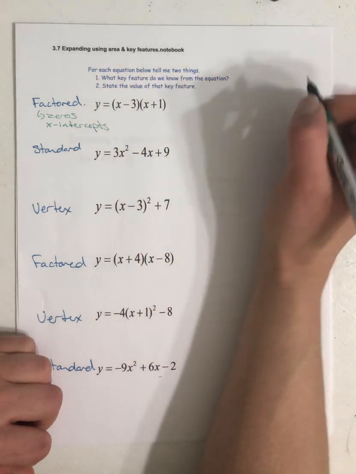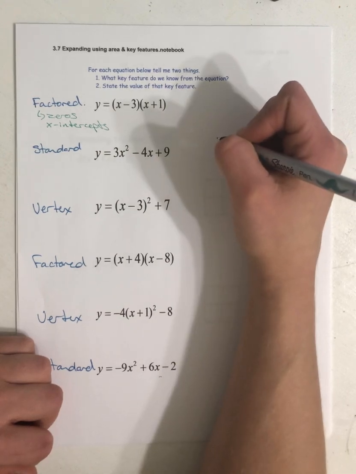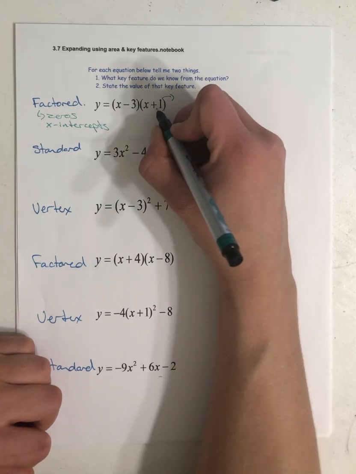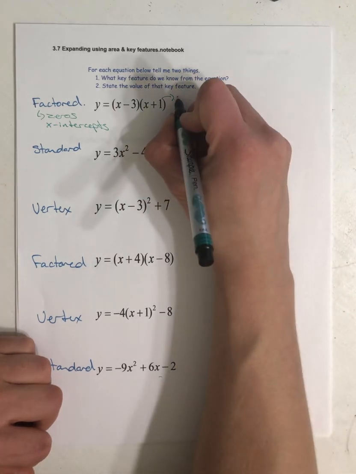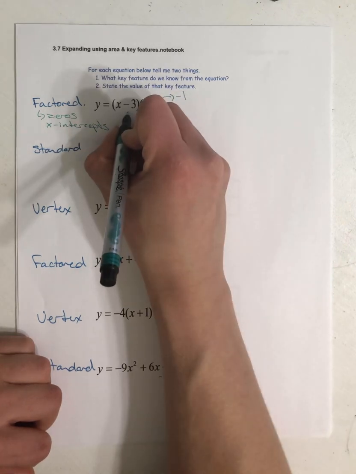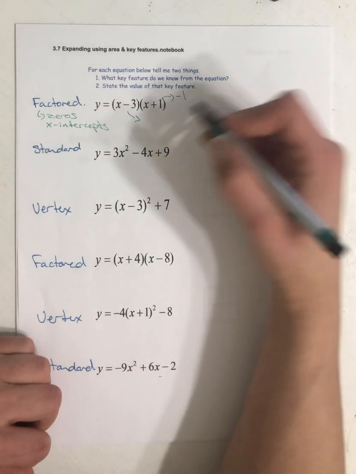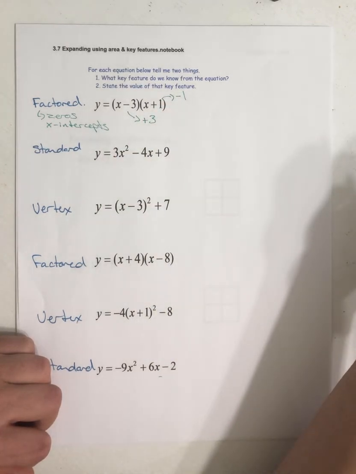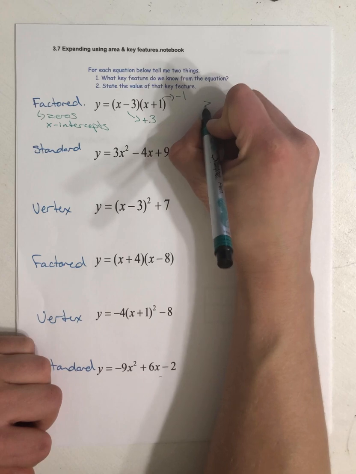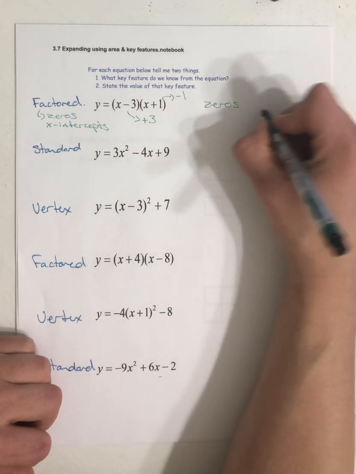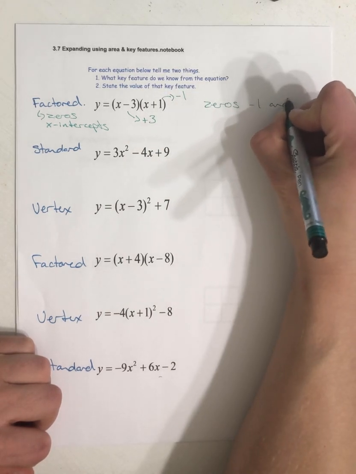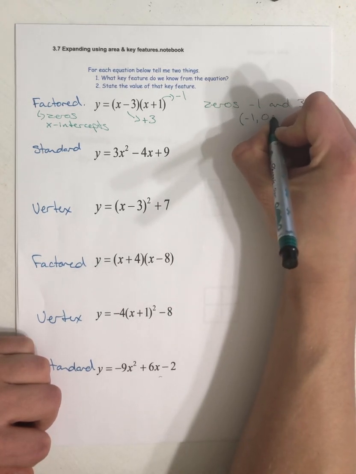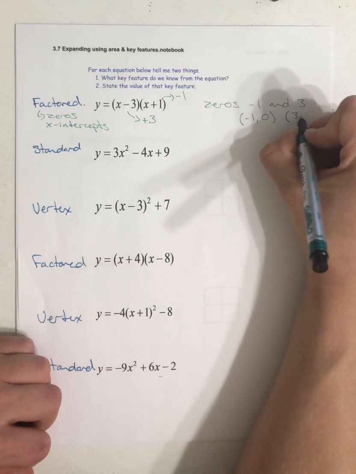Remember, when we take them out of the brackets, they become the opposite, so we have to flip the sign. This one, because it's +1, becomes a -1. And we have to flip the sign for that one. So when we take this one out of the bracket, it becomes a +3. So our zeros, you can write them two ways. It's -1 and 3, or you can write them -1, 0 and 3, 0.